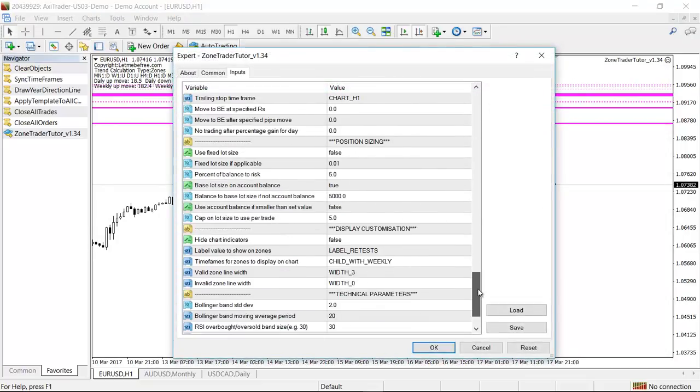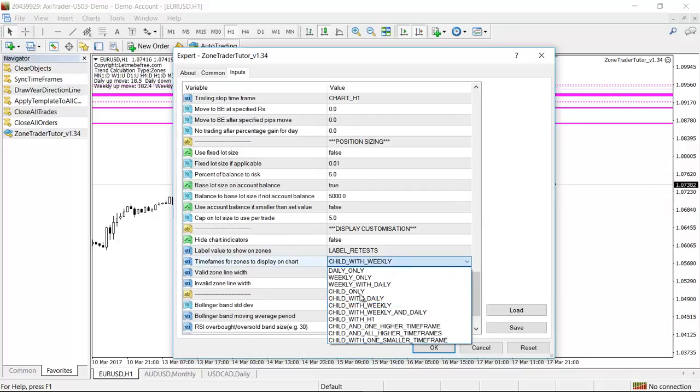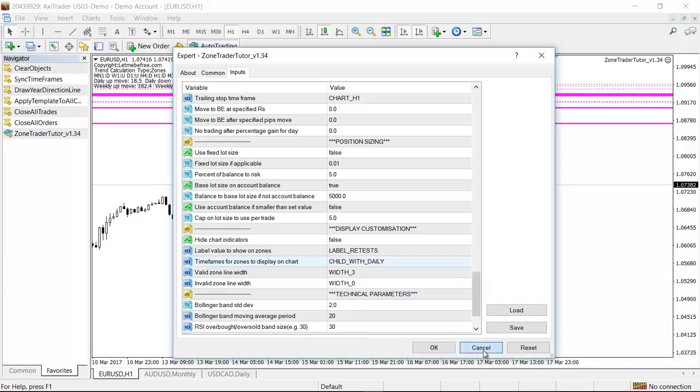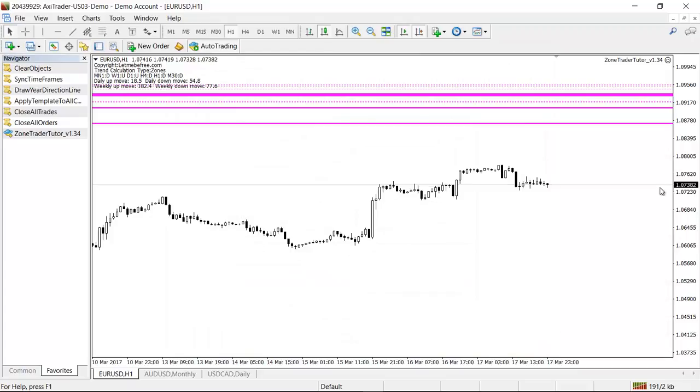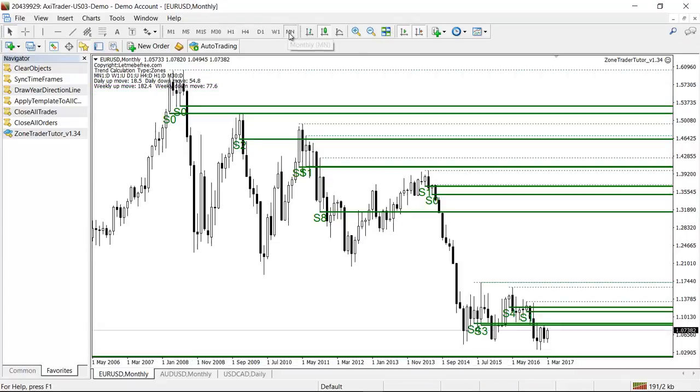Just change it to display the monthly zones. At the moment we're showing child with weekly, okay, child with monthly, and we don't do monthly, okay. Maybe that's something I can add in. But anyway, you get the idea, we'll just go back to monthly.